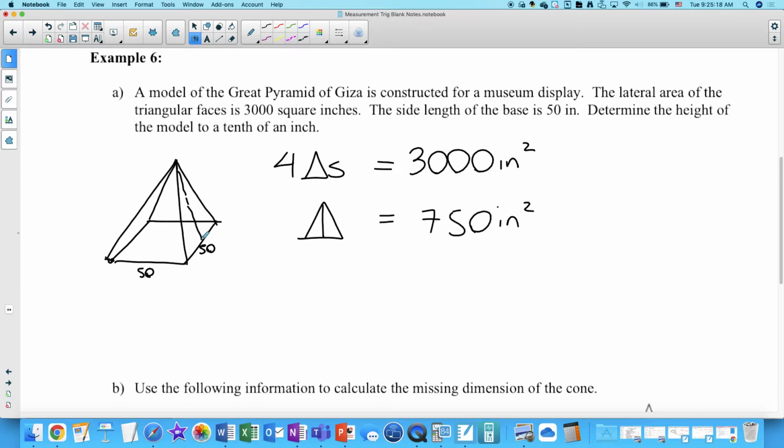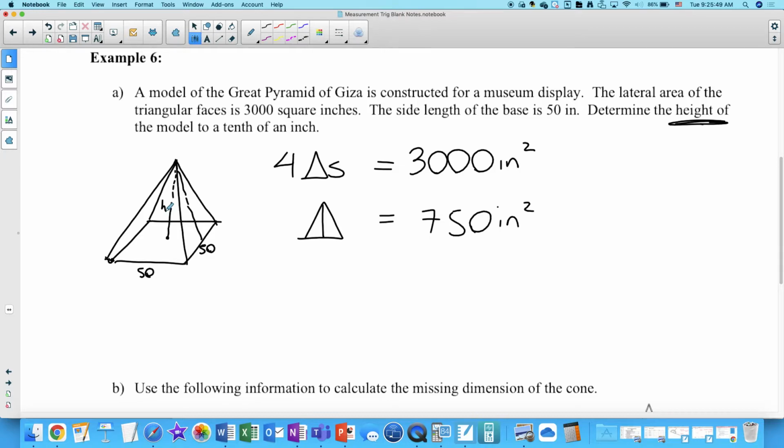So right now we know the base is 50, we know the area, we have the ability to find the slant height. What we're asked for though is the height of the pyramid, right? That's actually this height. If we know the slant height, could we figure out the height? Yes, what would we have to use? Pythagorean, yes, exactly.